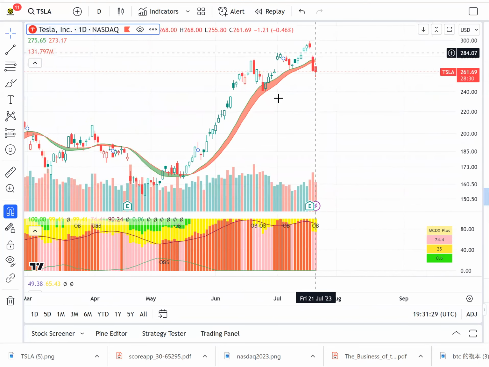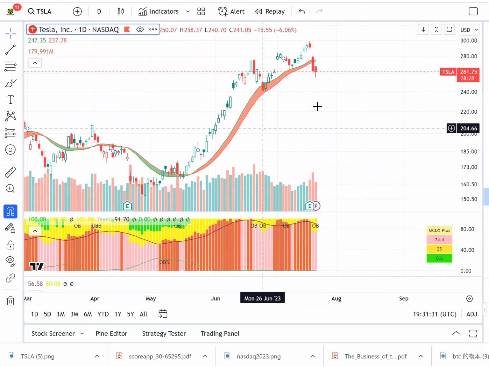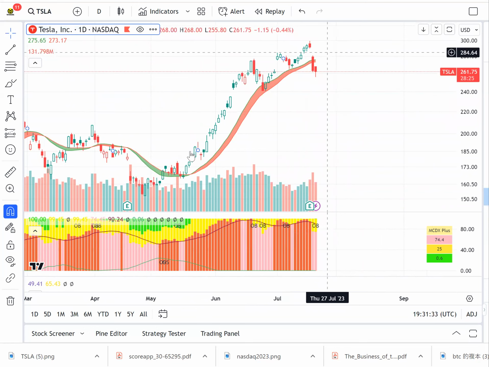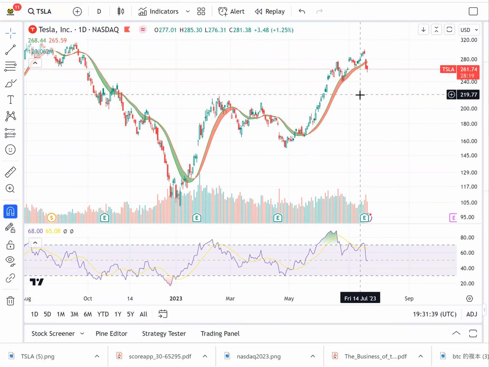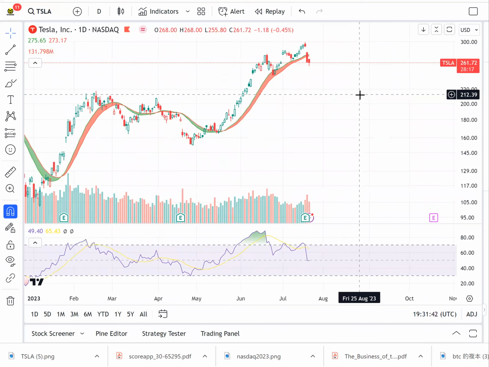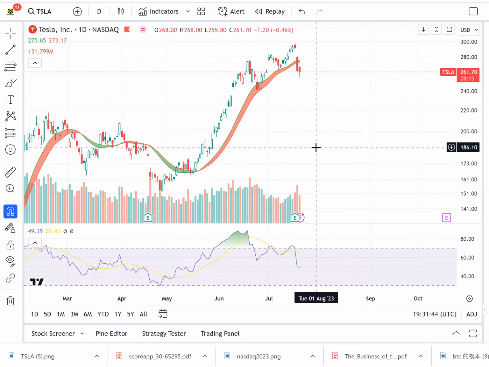For the long-term trader, we are still safe. We did not change to green line yet. So let's see how it goes. But there's no buying signal. Don't tell me to just buy when they drop more. It's not this kind. You need to have a strategy.